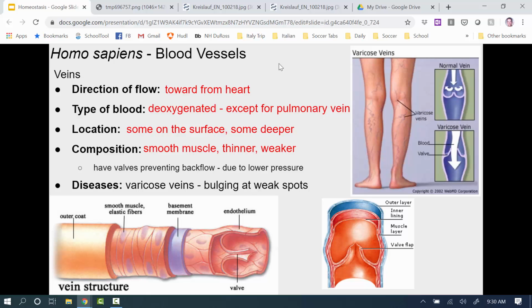Now, sometimes those valves break down and don't function properly, and that leads to what are called varicose veins. They often develop as people get older, especially in the lower extremities. Sometimes people develop these swollen veins that you can see, because those valves are not shutting properly, so the blood can flow backwards and pool in the lower extremities, and then those veins swell up. So it's something that happens sometimes.